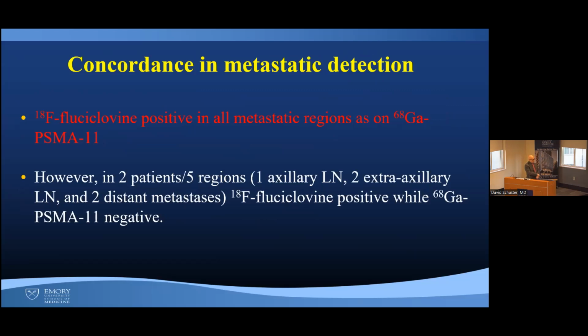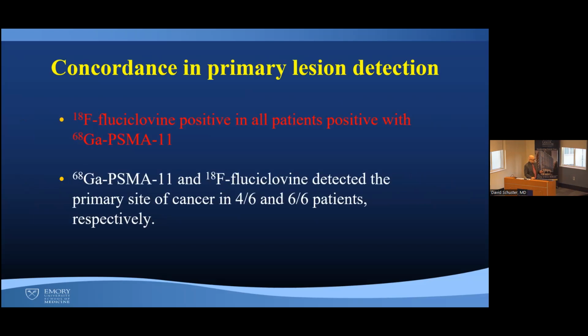Fluciclovine was positive in all metastatic regions that were positive on gallium PSMA. But in 2 patients or 5 regions, fluciclovine was positive while gallium PSMA was negative. So anything that was positive on gallium PSMA, fluciclovine was also positive. And when we look at primary lesions in a subset of patients, fluciclovine was positive in all patients positive with PSMA, and fluciclovine detected 2 more primary sites of cancer in 6 out of 6 patients versus 4 out of 6 patients with gallium PSMA.